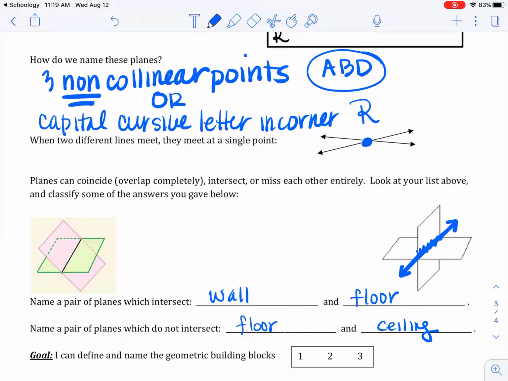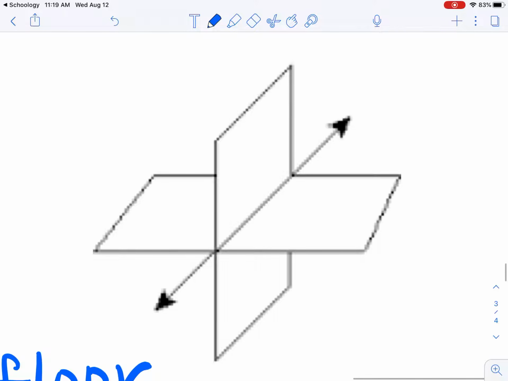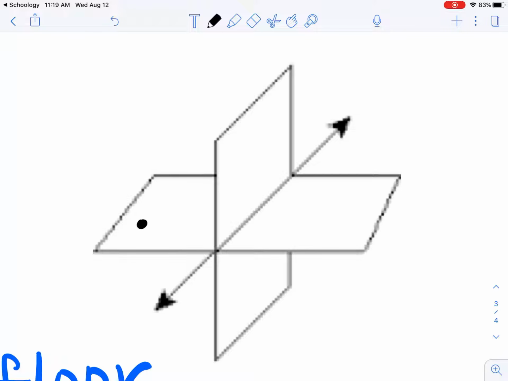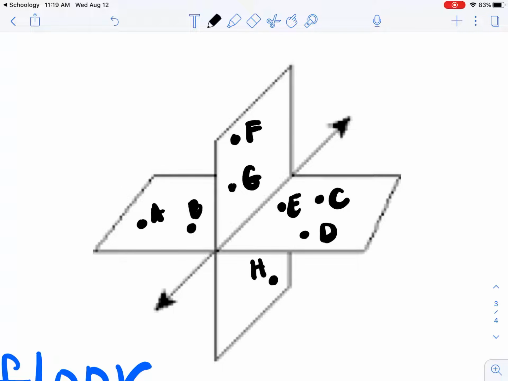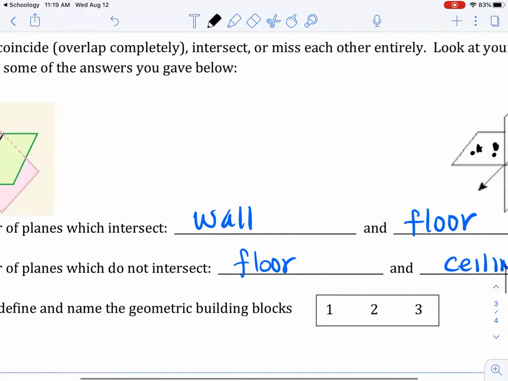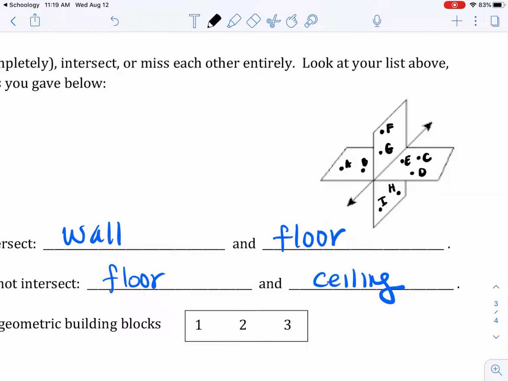Okay, I could also go as far as to put points on these planes here and try it that way. So I can say that this is point A, this is B, this is C, this is D, this is E, F, G, H, I, like so. Okay, so I can say name a pair of planes which intersect, and then I can use this right here, but I like the ones that we did before.